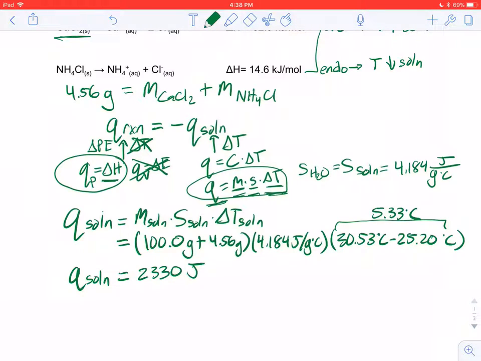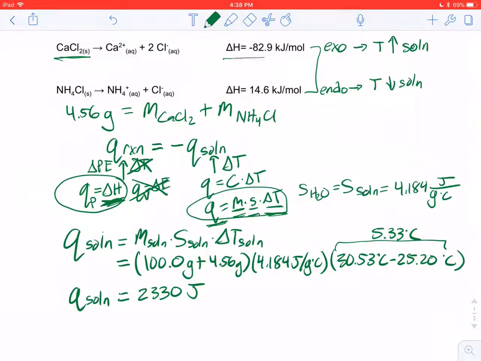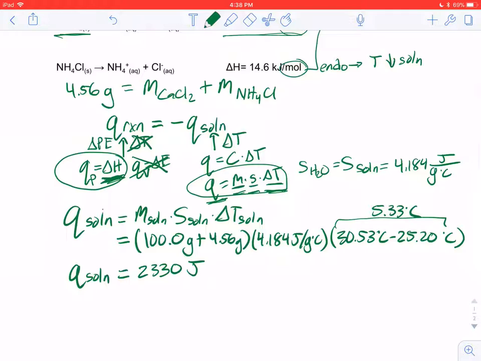Now, how does this relate to our reaction? Because our reaction depends on our enthalpy. And our enthalpies up here, we know, are provided for a mole of calcium chloride giving us 82.9 kilojoules released, a mole of ammonium chloride giving us 14.6 kilojoules of energy absorbed. Okay, so now we know that the Q of our solution is equal to the opposite of our reaction.